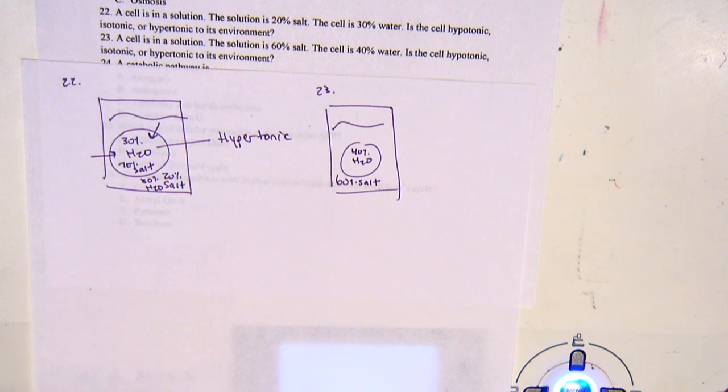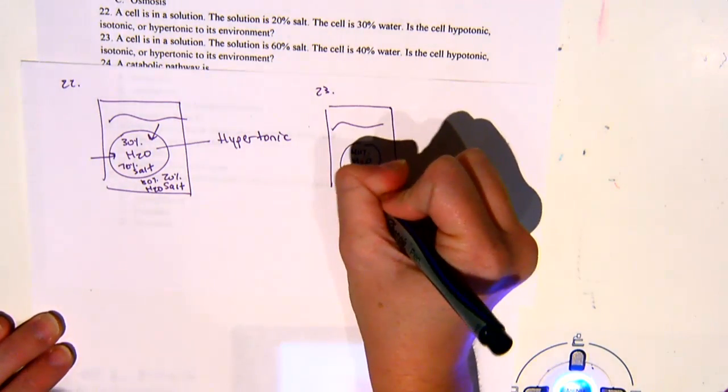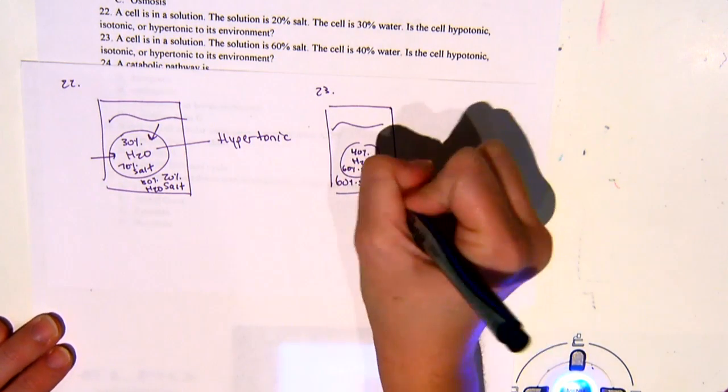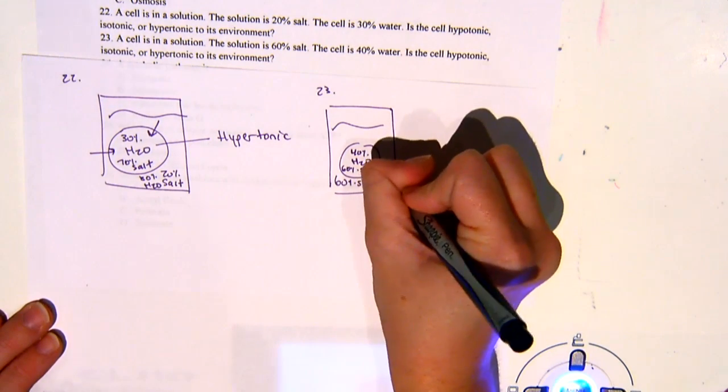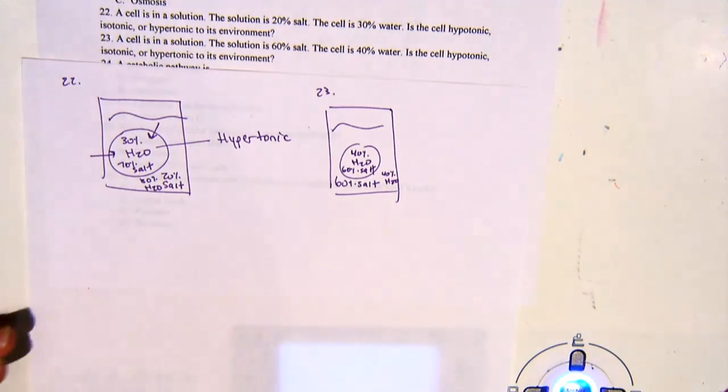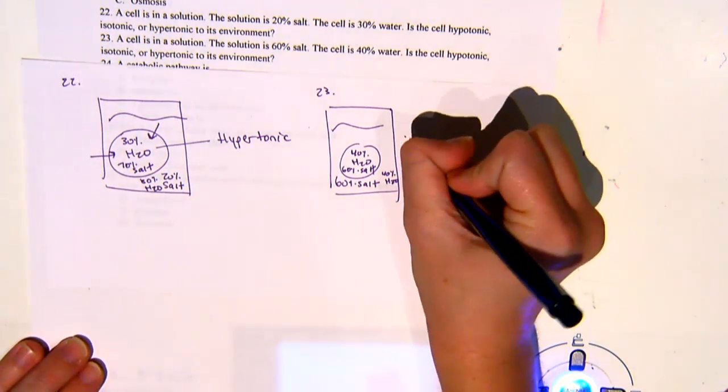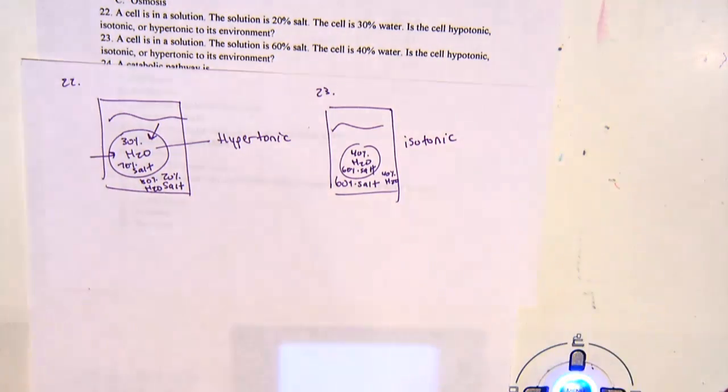So if the cell is 40% water, we know that the cell is also 60% salt. If the environment is 60% salt, we know that it is also 40% water. Both inside and outside of the cell, we have 40% water and 60% salt, so that makes this isotonic. If both the concentrations inside the cell and outside the cell are equal, they're going to be isotonic. Iso meaning same.